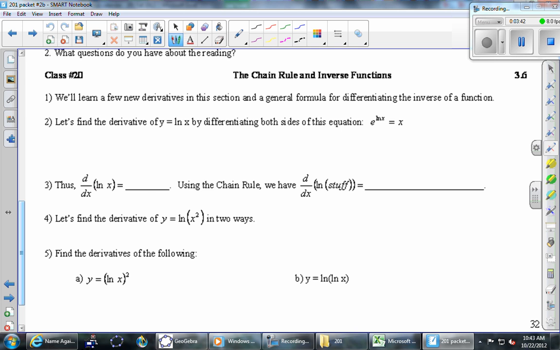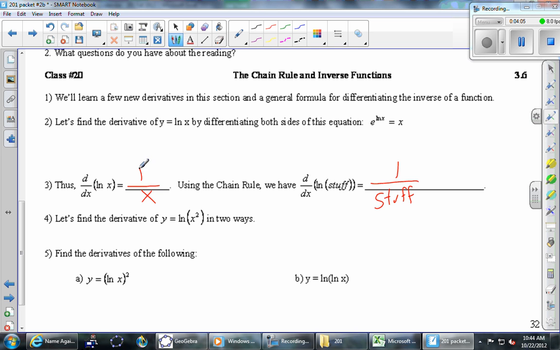It's 1 over x. So if you did the reading, you would have found this formula. We'll prove it, but the derivative of ln of x is 1 over x. Nothing more, nothing less. So then what if it's the chain rule? What if it's not ln of x, but ln of stuff? Okay, so 1 over stuff, we buy that, right?